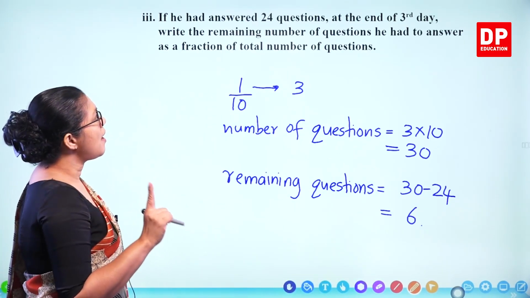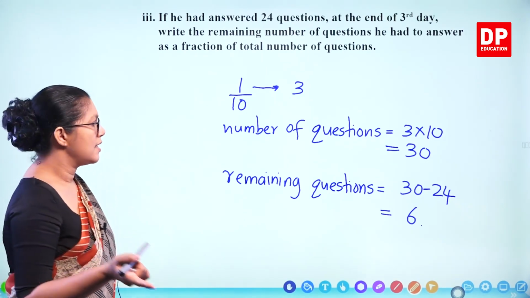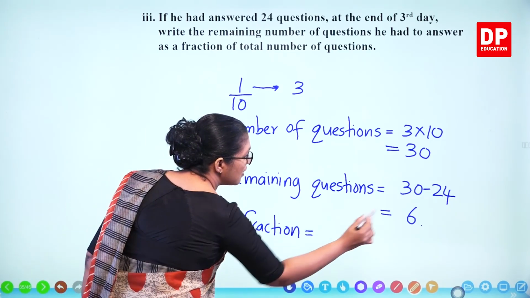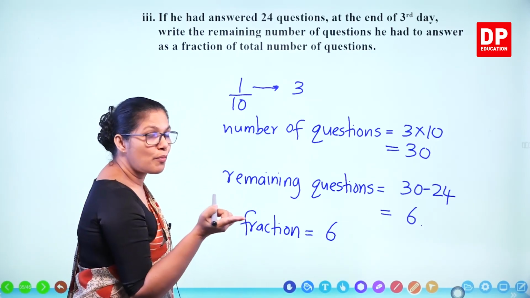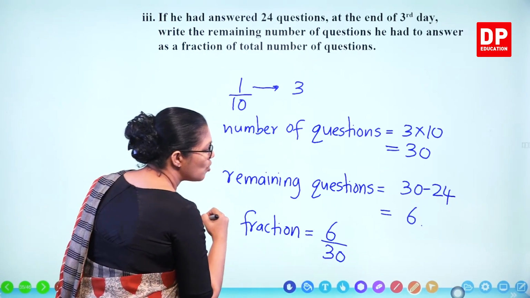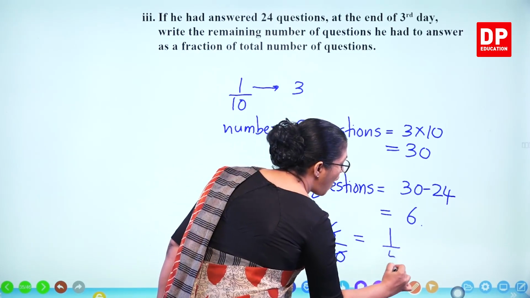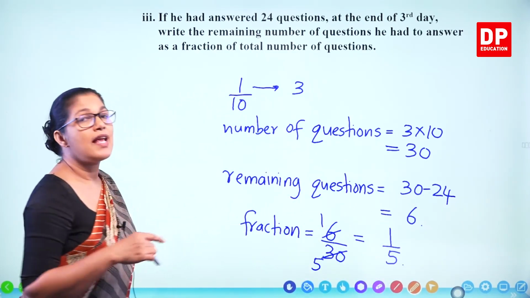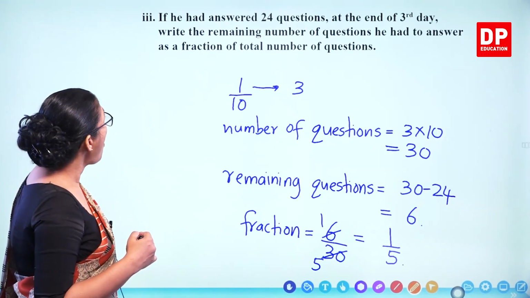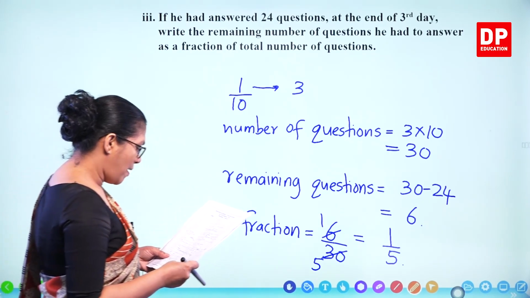So write the remaining number of questions he had to answer as a fraction of total number of questions. So as a fraction, he needs to answer 6 more. Altogether, 30 questions are there. So 6 over 30. So 6 times 1, 6 times 5. So 1/5 of questions he needs to answer after the third day. So how many marks for third part? So third part, 3 marks.